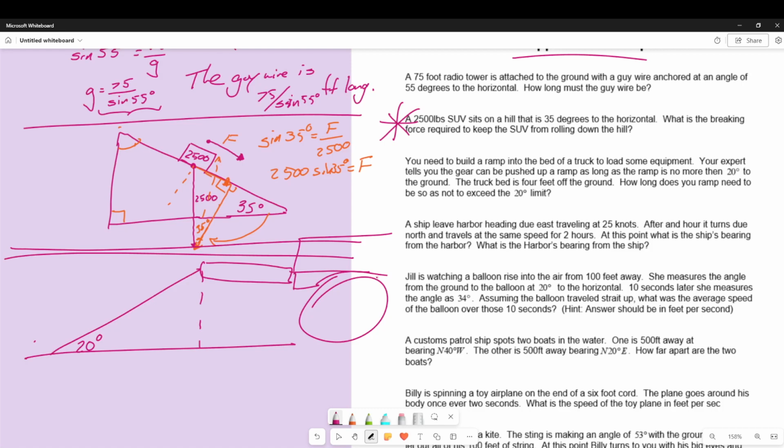The truck bed is 4 feet off the ground, so this is 4 feet. So we have to know how long to make this ramp so that it doesn't exceed that 20-degree limit. So how long should this ramp be?